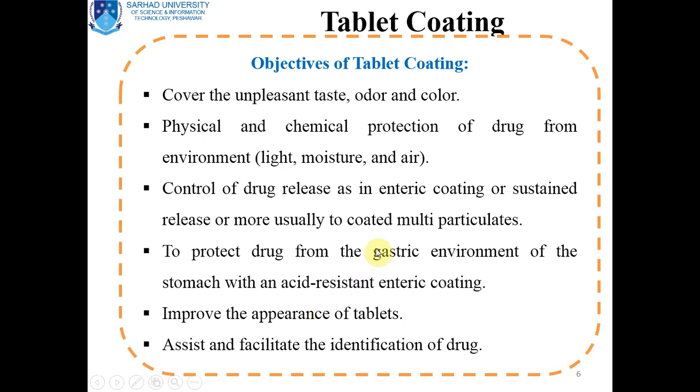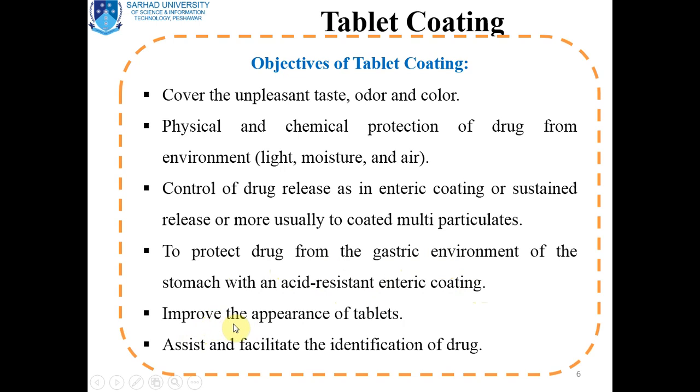To protect a drug from the gastric environment of the stomach, in this case the gastro-resistant coat is applied over the tablet, and this is also termed acid-resistant enteric coating, done in order to give protection of the drug from the gastric acidic environment.